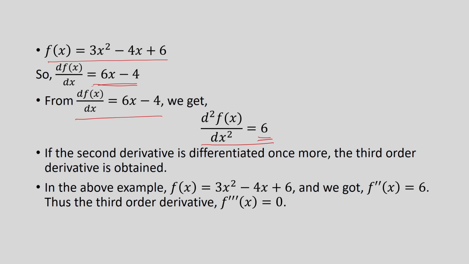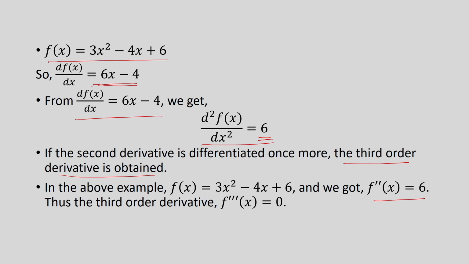If the second derivative is differentiated once more, then what happens? We get the third derivative, right. So, this way it goes on in an iterative manner. So, in the above example, if you have f(x) = 3x² - 4x + 6, and from this we had obtained the second derivative to be 6.